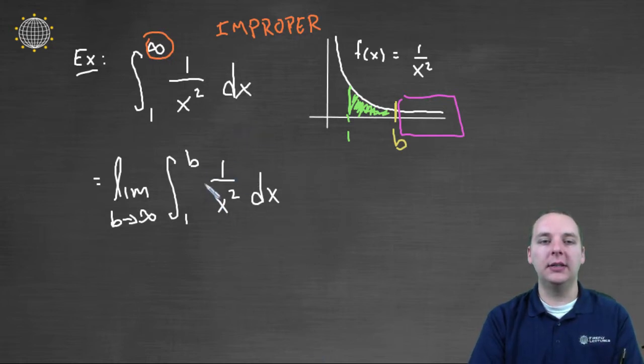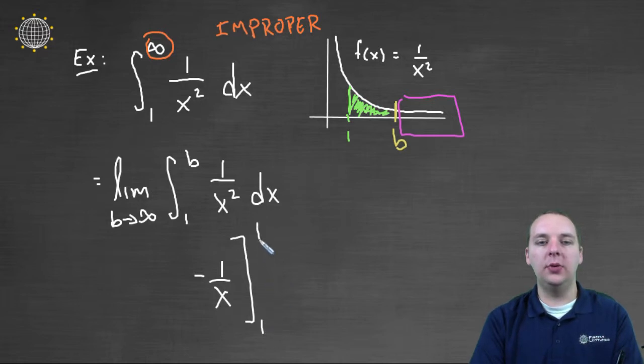All right, so let's integrate this guy first. The integral of 1 over x squared, that would be negative 1 over x. I'm not going to go through those details. I think we can probably do that with a 1 to a b. And then we still have this limit out front. Limit as b goes to infinity.